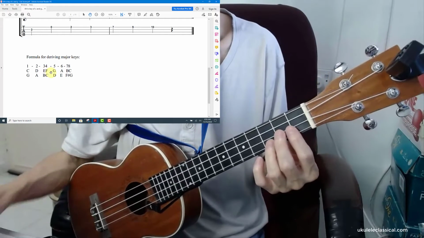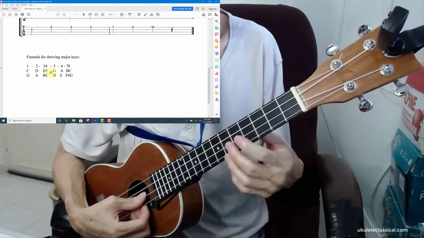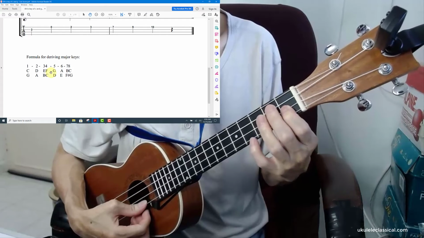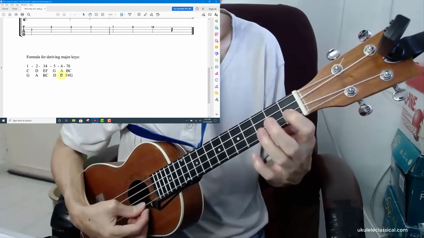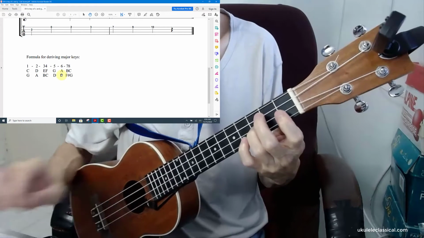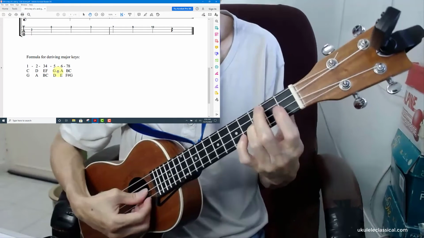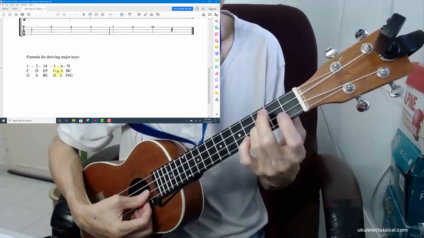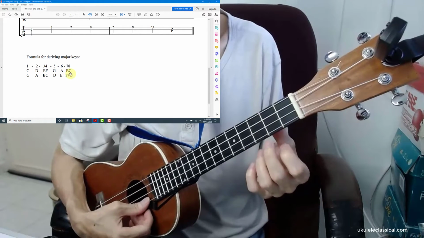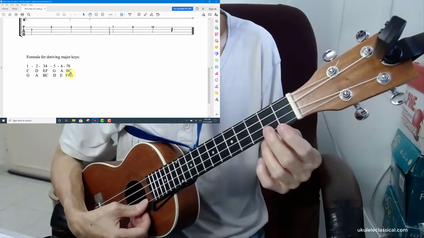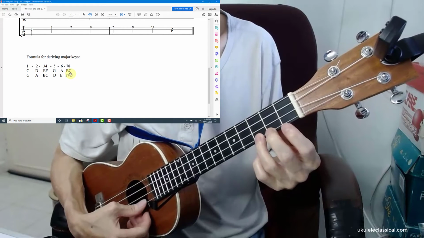But E to F is a semitone. That means from E, you go down to F, is a semitone. F to G is one tone. G to A is another tone. But B to C is a semitone. So from B, this is your B, and this is your C, is a semitone.